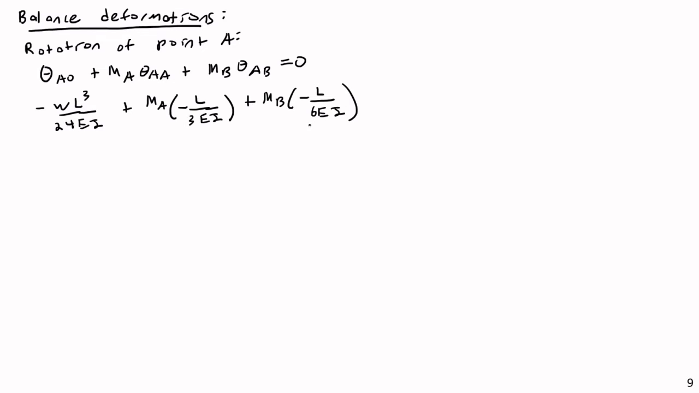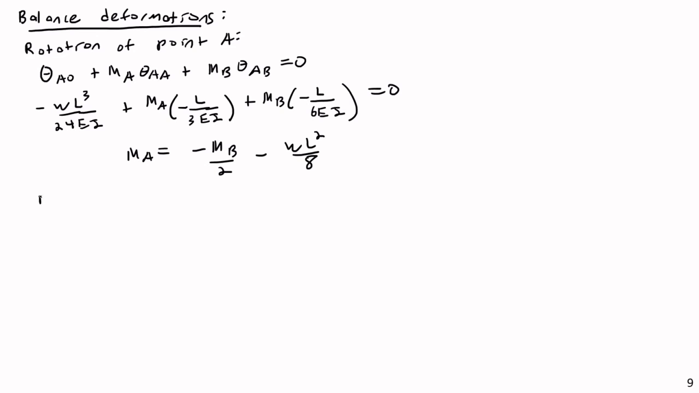Now if you go ahead and cancel out like terms, all this is equal to 0. If you get rid of the negative, combine like terms, cancel things out, etc., and solve for MA, you will find that MA is equal to negative MB over 2 minus WL squared over 8. So I'm not able to get the actual MB or MA yet, but I do now have MA in terms of MB. Again, all I did was take this and isolate MA by itself and simplify.